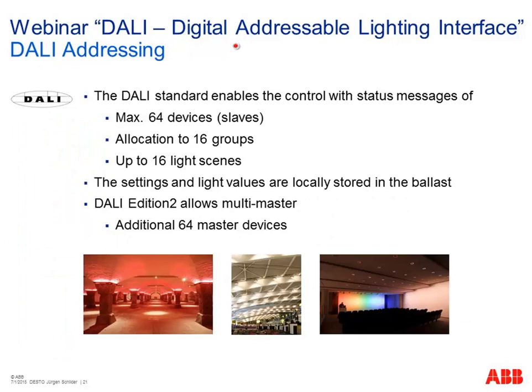Some more facts and figures around DALI. A DALI standalone system can have up to 64 DALI devices at the moment, which are the slaves. These 64 light fixtures, DALI addresses, can be allocated to 16 lighting groups, and up to 16 light scenes can be adjusted. If I do so, all these settings are stored in the ballast itself, in each light with the electronic ballast behind. And as already mentioned, in DALI Edition 2 we have these multi-master concepts, so you can add up to 64 masters, additionally to the 64 DALI slaves. This will be reality in future.